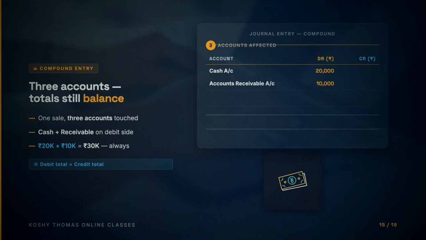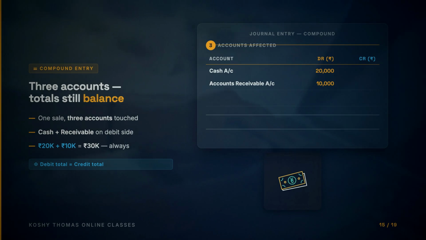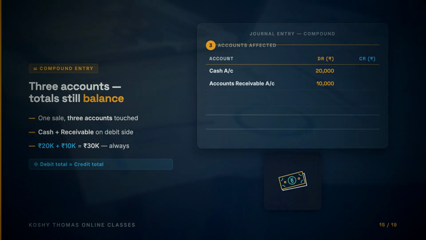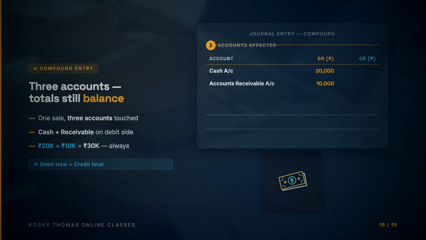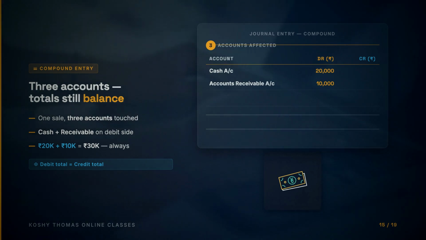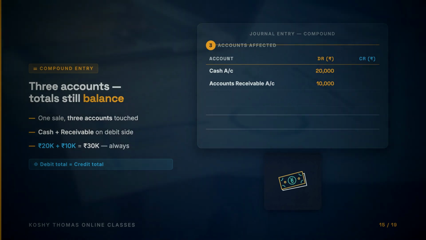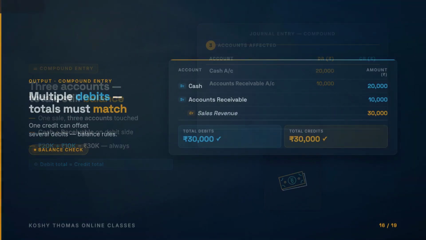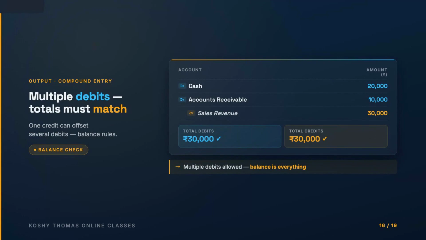Now, one mistake that trips up a lot of students. Compound journal entries. Sometimes a single transaction affects more than two accounts. You sell goods for 30,000 Indian rupees, the customer pays 20,000 Indian rupees cash and owes 10,000 Indian rupees on credit. 3 accounts in one entry. That's fine. The rule still holds: total debits must equal total credits. Always. One side cannot be bigger than the other. Ever.